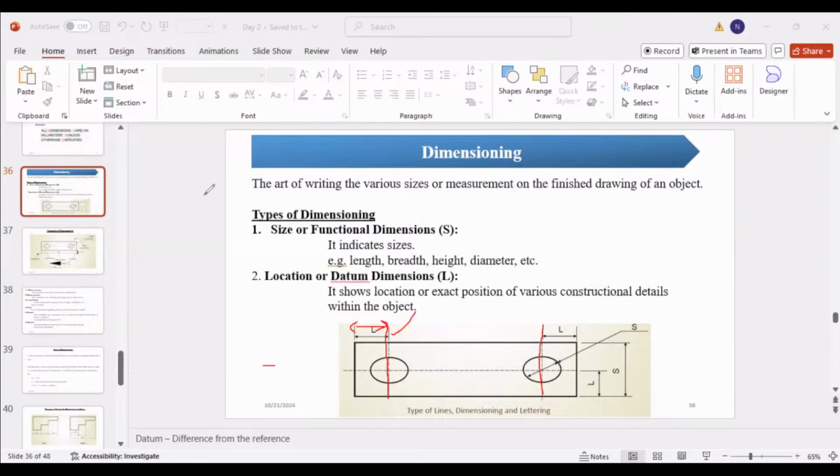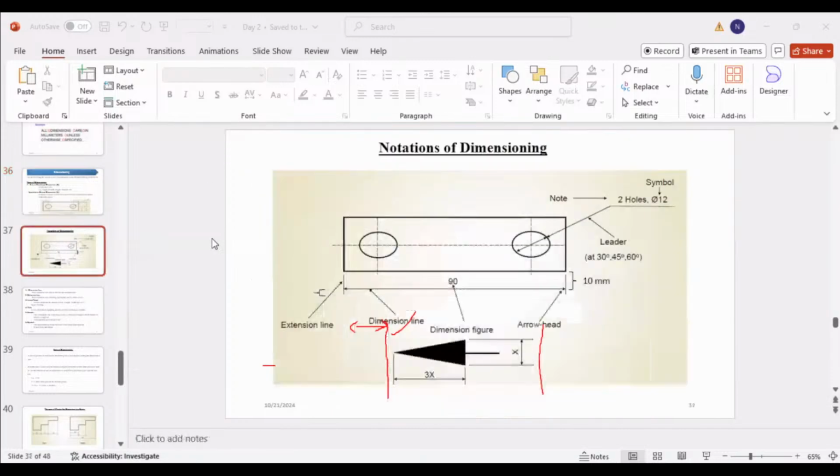Okay, let's continue. Okay, so these are the notations of dimensioning. Here we have leader lines and dimension lines and datum lines.